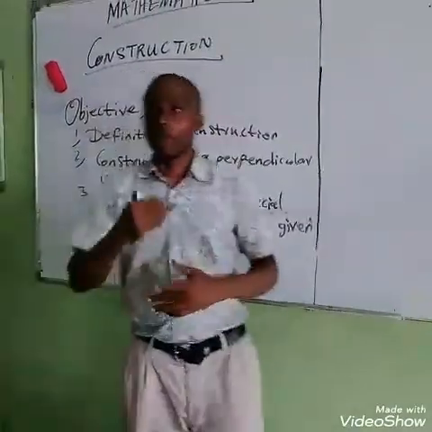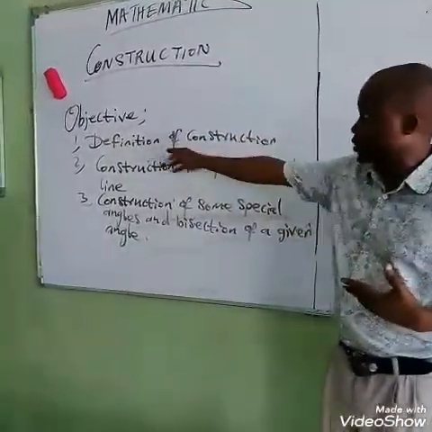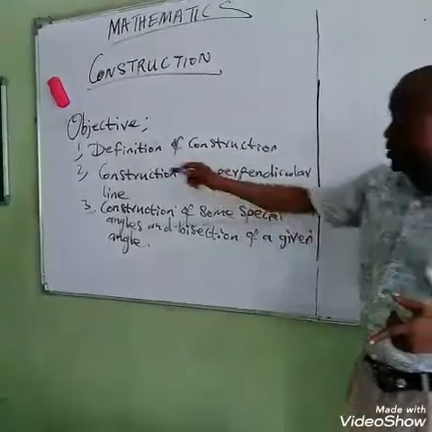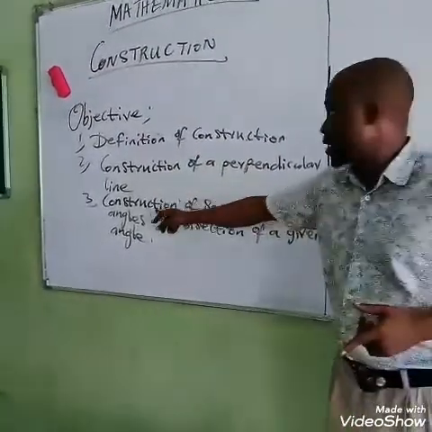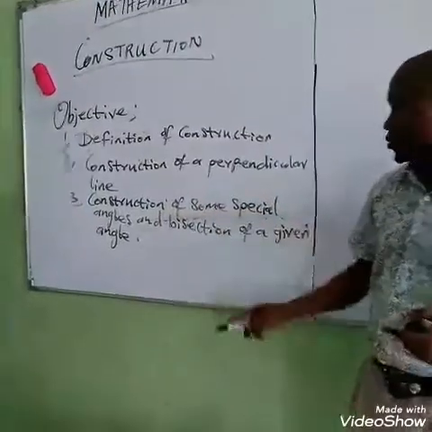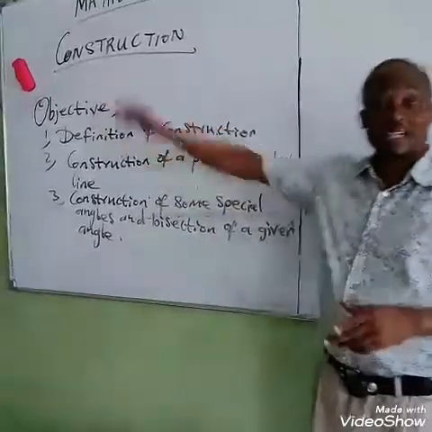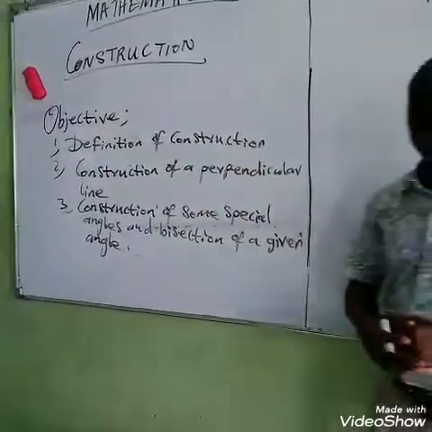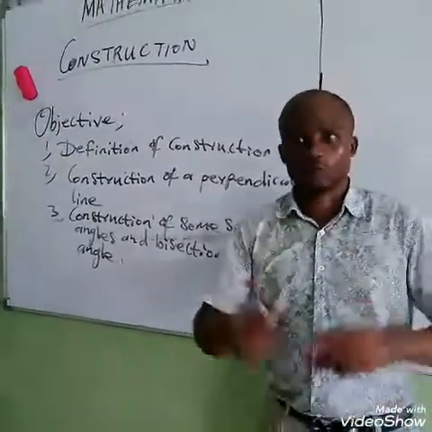Now we'll take them one after the other, as you have seen on the board. These are the objectives. The definition of construction is number one. The construction of a perpendicular line is number two. Another one is the construction of some special angles and bisection of a given angle. So these are the objectives for today's lesson.